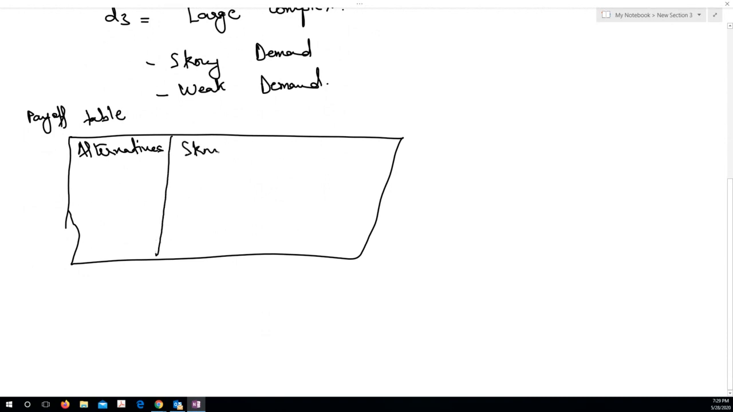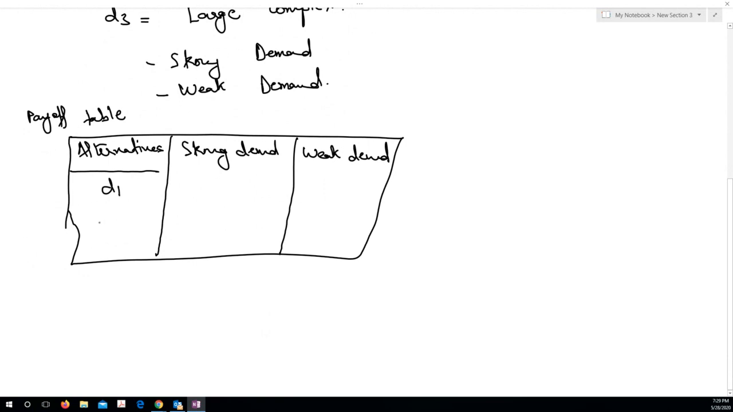Second is strong demand. And the third one is weak demand. So these are the two possibilities, or the two uncertain events, and these are the alternatives. So I'll list the alternatives here.